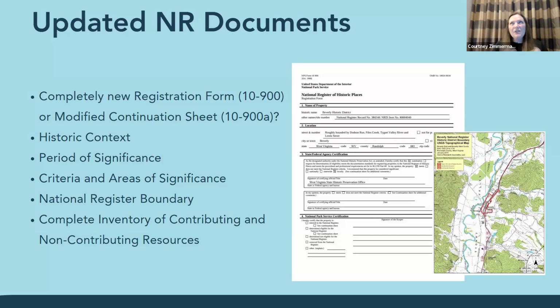If there's not much, maybe you just need to add a few buildings to it, or sometimes when properties are moved, they'll do a modified continuation sheet, which is a lot more of a brief document. And you have to have that complete inventory of contributing and non-contributing. Even if it was built in 2024, it's got to be in that list. Next.